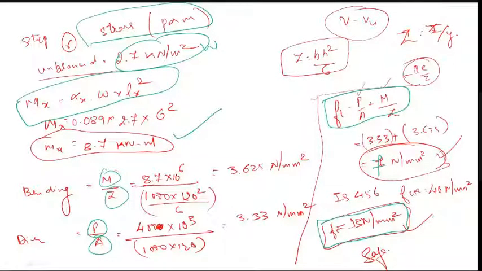Which grade of concrete do we have? We have M40 grade here. For M40 grade the permissible is 13 Newton per mm square, which is greater than 7, so it is safe. This is how we do two-way slab design.